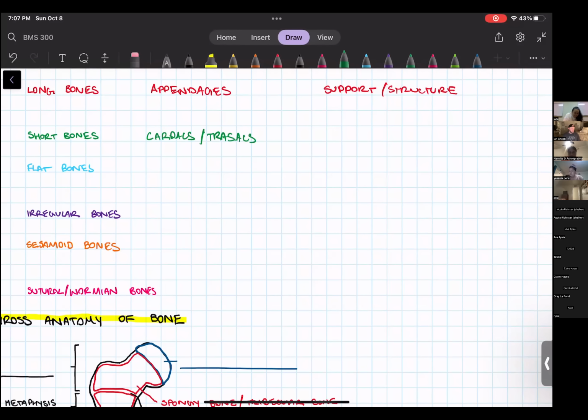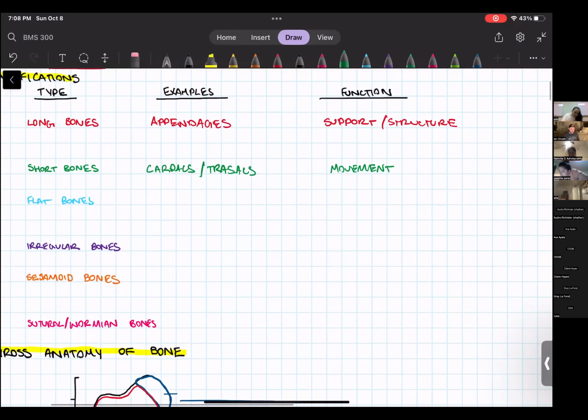You guys have any sort of idea for function of short bones? To allow for movement, but restrict that movement to keep the joint stable. Yep. So movement. I'll probably just write movement for now, but knowing those details is good.